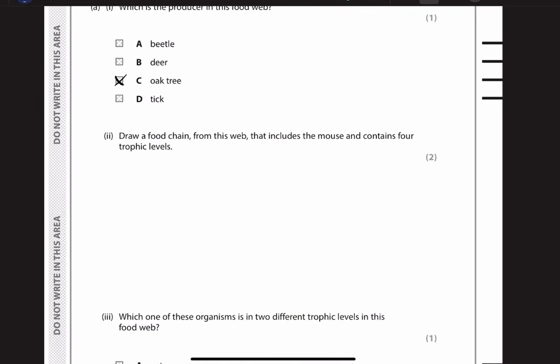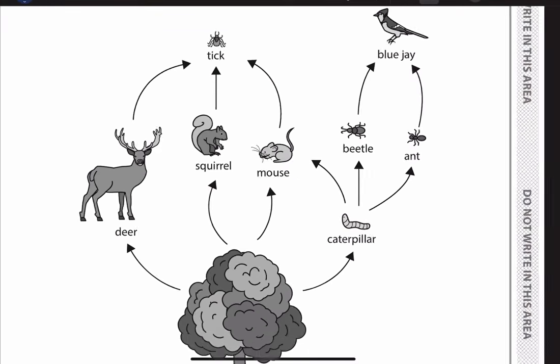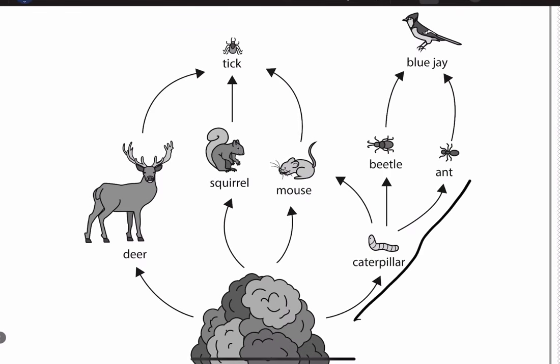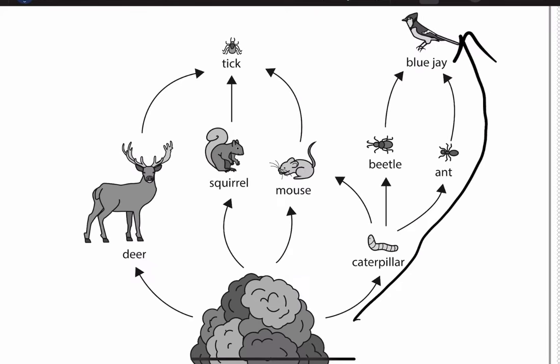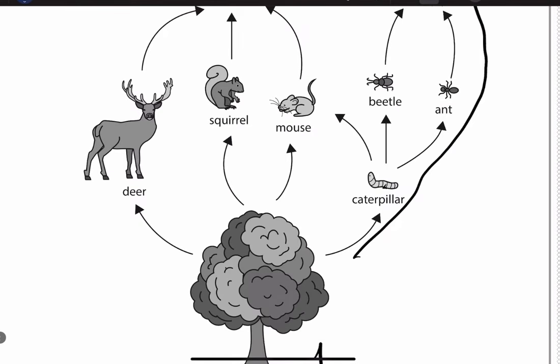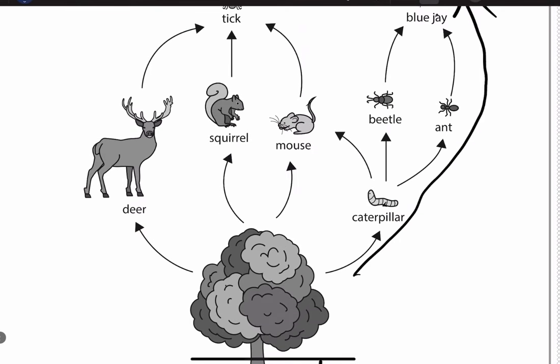Now, it wants us to draw a food chain from the food web that includes the mouse and contains 4 trophic levels. So we know that one food chain is one consequential sequence of these arrows, right? So this is a food chain, and then the caterpillar, beetle, blue jay would be a food chain. Yeah, I'm sure you know what a food chain is, but we know we need to include the mouse. So how do we include the mouse? Well, we know we need to include the mouse with 4 trophic levels.